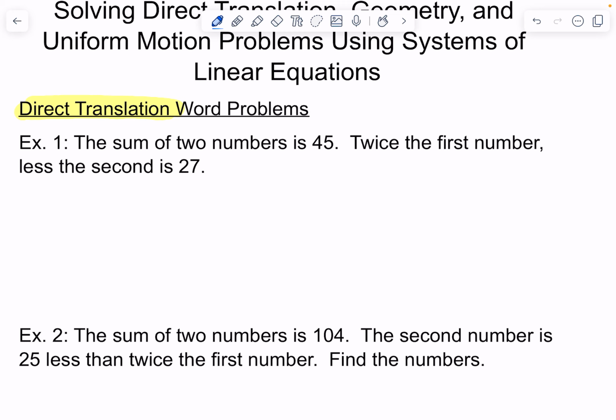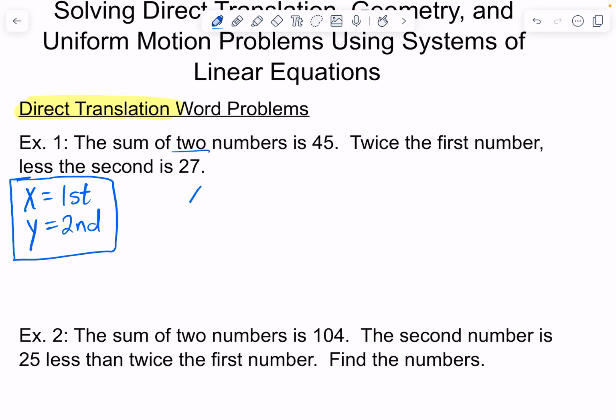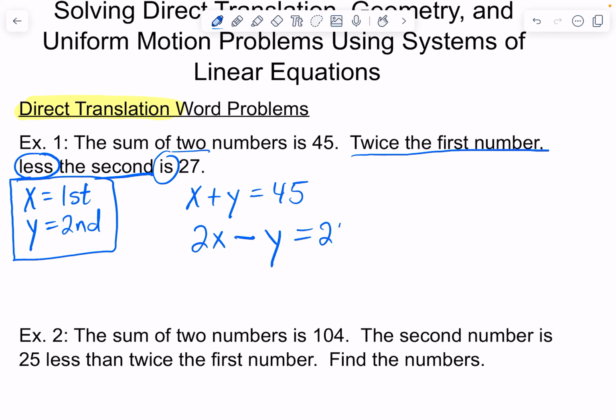I don't want to jam myself up, so me personally, I'm always going to label. I'm going to call x the first number and y the second number. It is up to you what you call your variables, but that's what I'm going to do. So now I know that the sum of two numbers, the first and the second number, is 45. That's my first equation. And then I also know that twice the first number, so 2x, less, minus the second, which is y, equals 27. And there you have it.